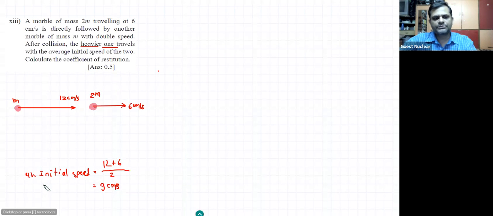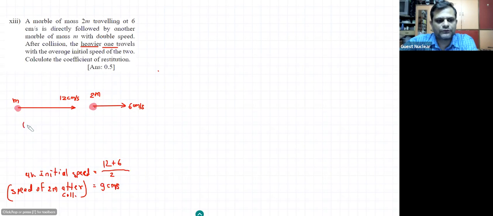So here that means this is the speed of heavier मतलब क्या 2m वाला है क्या नहीं. तो 2m वाला जो इसका जो स्पीड है the speed of 2m after collision. Okay, this is going to be actually 9 centimeter per second. And we can just call these two as U1, that is 12 centimeter per second. And this one will be called as U2 here. That is the initial speed of the second body, which will be 6 centimeter per second.